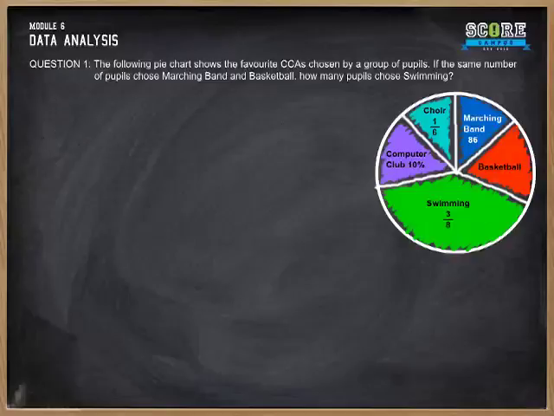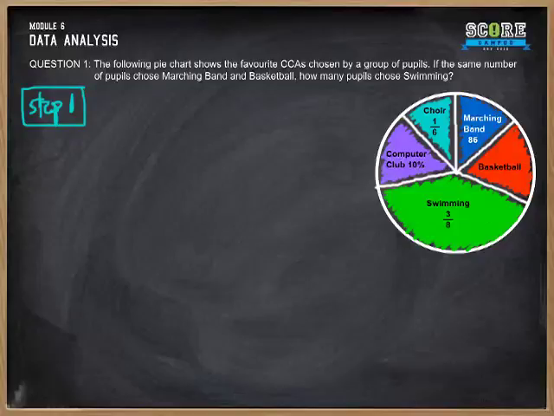Here we go. Let's look at question 1, students. The following pie chart shows the favorite CCAs chosen by a group of pupils. If the same number of pupils chose marching band and basketball, how many pupils chose swimming? Look at the pie chart. All the information is given over there. First, let's write all the information down systematically so that we can find out what fraction of the pupils chose marching band and basketball altogether. You need to find this information first so that you can move on to find the number of pupils for swimming.